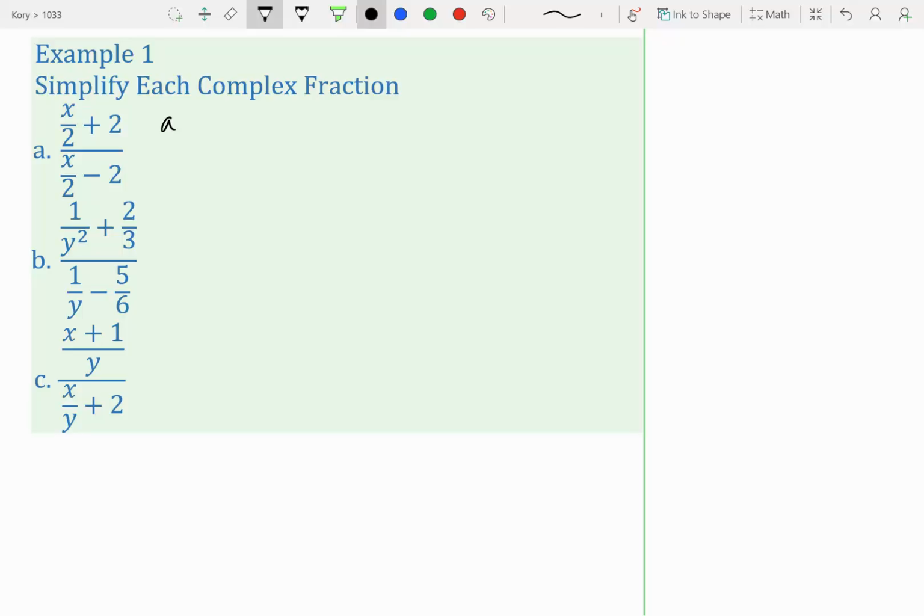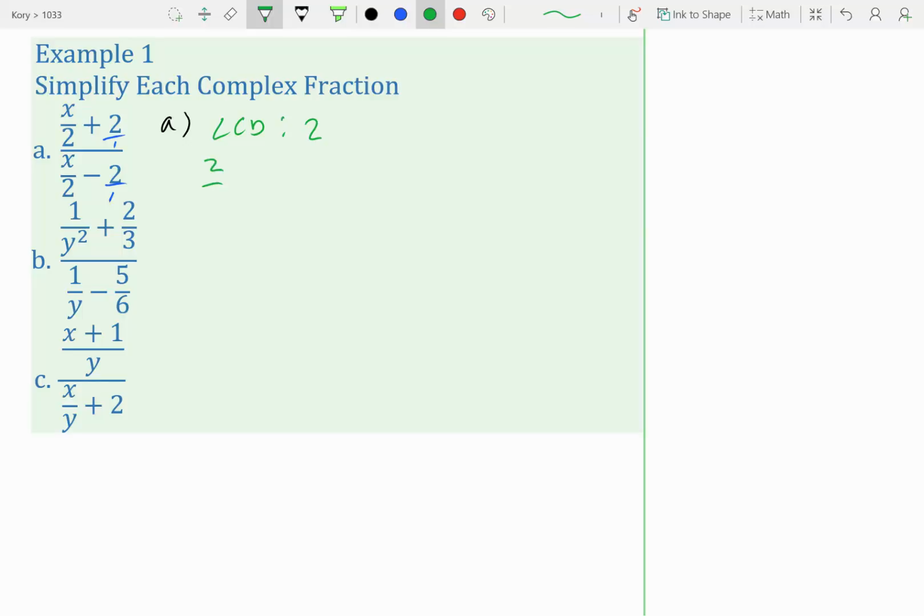So for part A, we want to find the LCD of each of them. Remember that every whole number has a 1 underneath. So here we have 2, 1, 2, and 1. They both share a 2. And then 1 and 1, we don't ever put 1, so the LCD is 2. So we're going to multiply everything by 2 over 1.